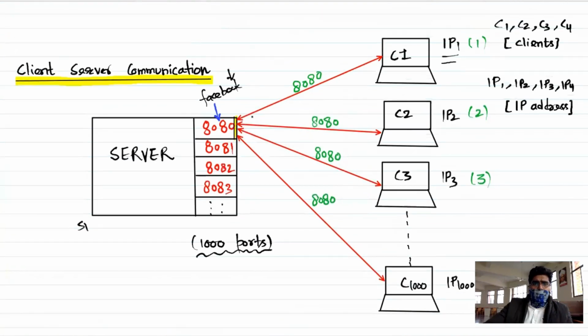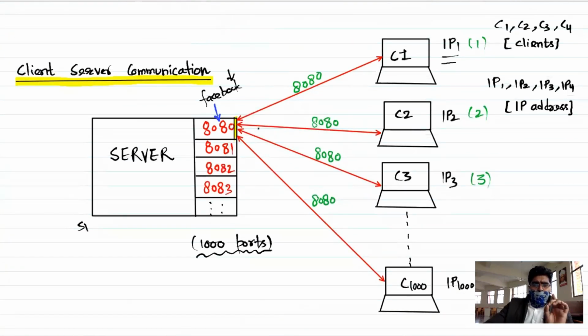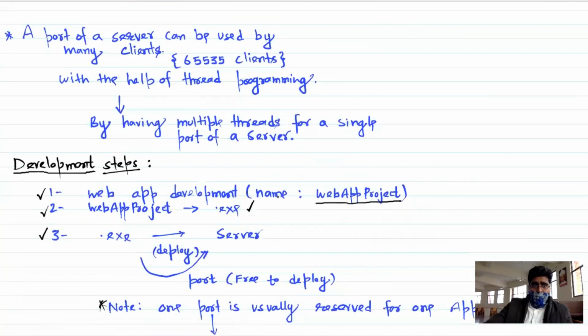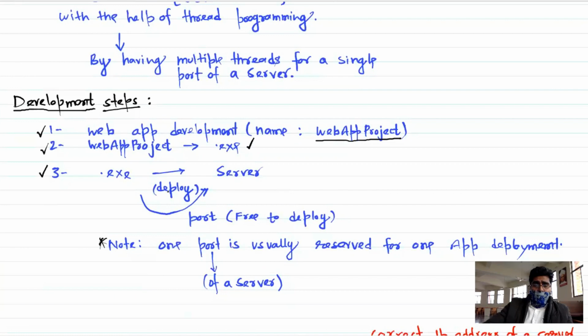Because it will be easy for the domain server to figure out which server you are trying to invoke and at which port you are trying to invoke. Because it's the DNS responsibility. We will explore what is DNS, domain name server, later on. But this thing must be clear: for the deployment, you need to reserve one port.